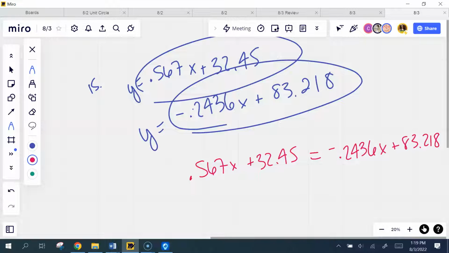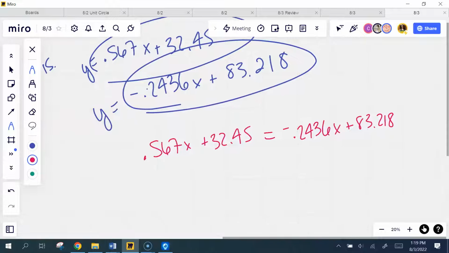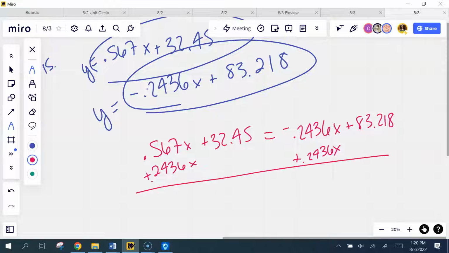What do you mean? So x is defined as being the number of years past 1954. So let's go ahead and solve it. So plus 0.2436x. That would give me 8106.